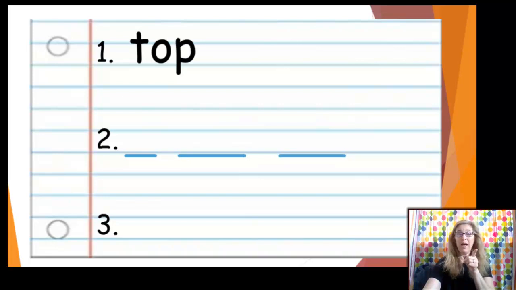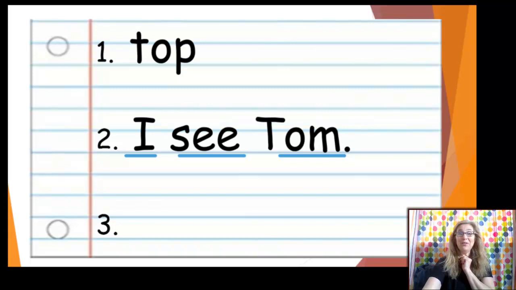If you want, you can write a line to represent each word. And then I want you to pause the video while you try to write, I see Tom. Now you can check your work and see if you got it. I see Tom. Did you notice I used a capital I at the beginning of my sentence? I is always capitalized when it's on its own. And I have a capital T for Tom because that's a name, and it's also going to be the character in our story. And I bet you also noticed that period at the end of the sentence.